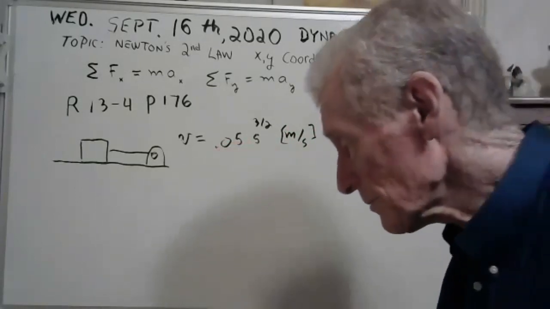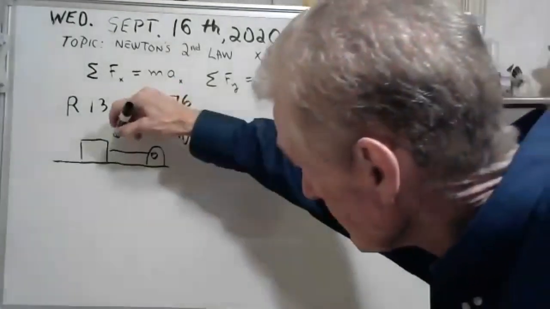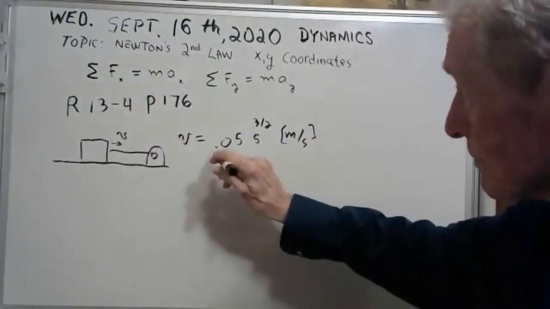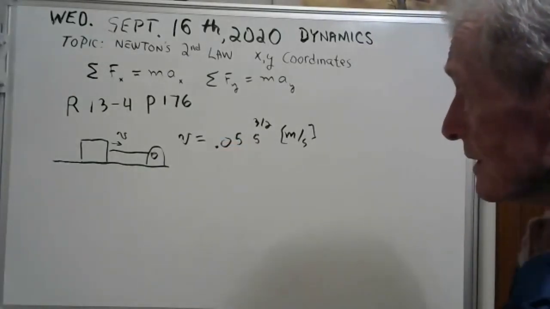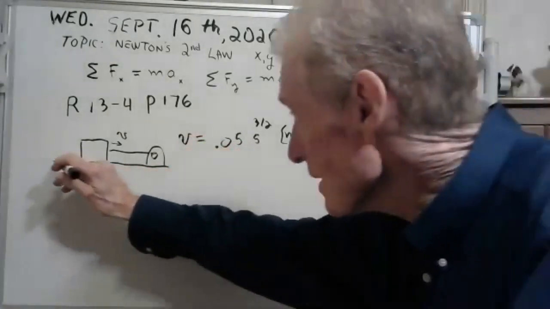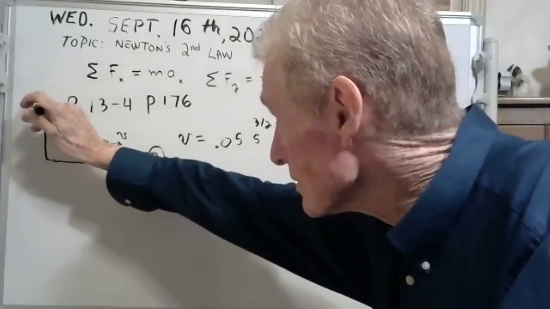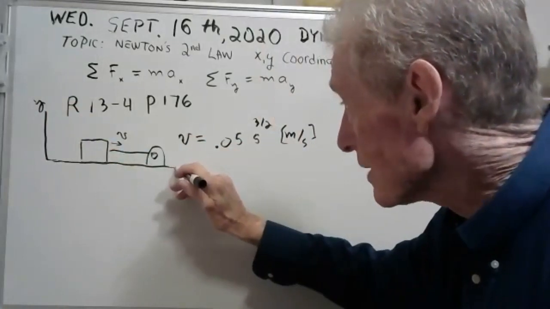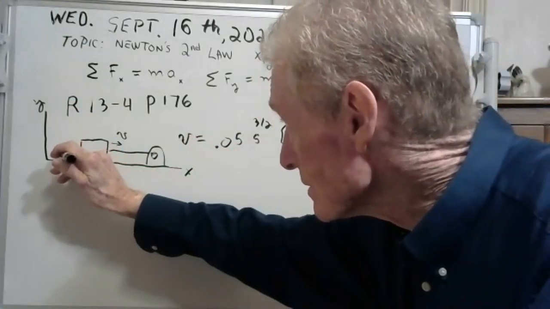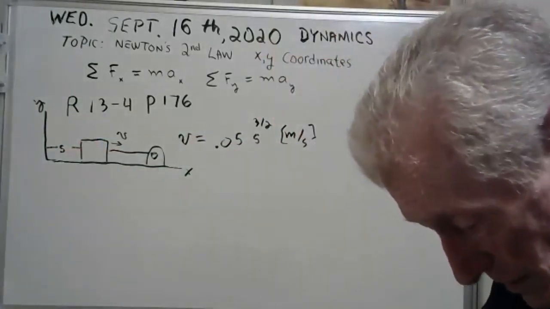Okay, and now they're talking about the crate going to the right there with a velocity. This equation gives the velocity of the crate, and it depends on this distance s. Now this distance s is some distance from probably a y-axis. You could call this the x-axis. And s is the distance from that y-axis.